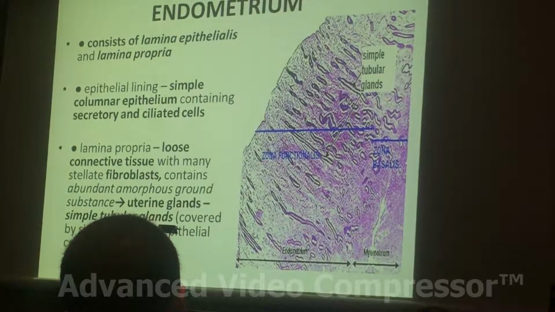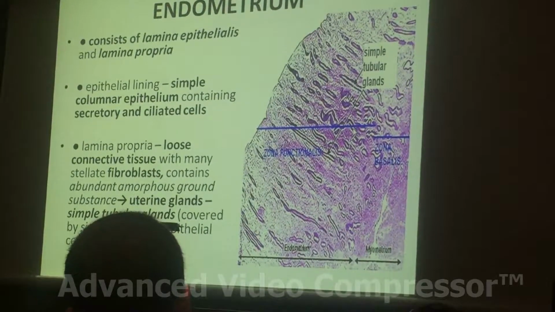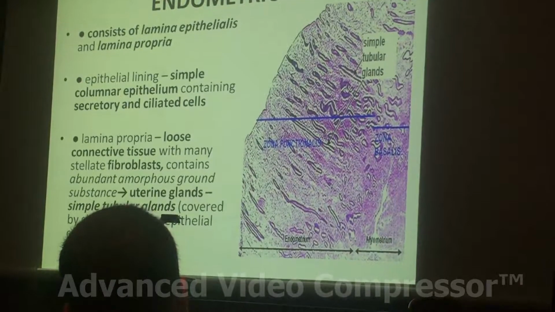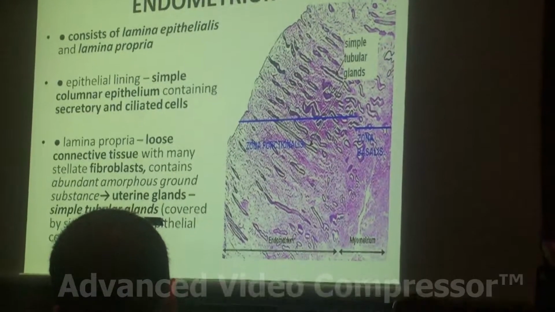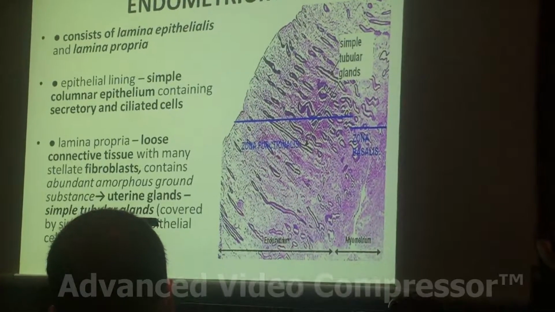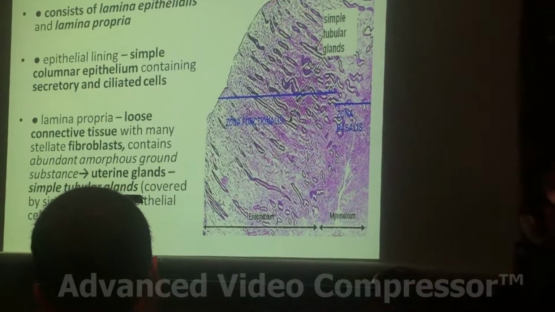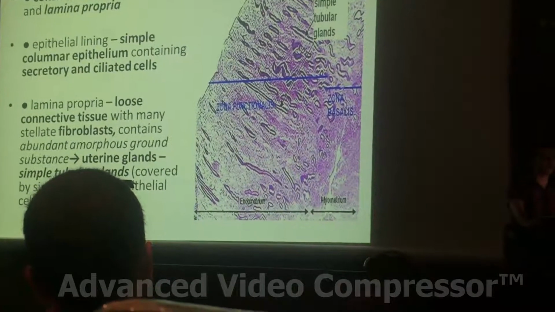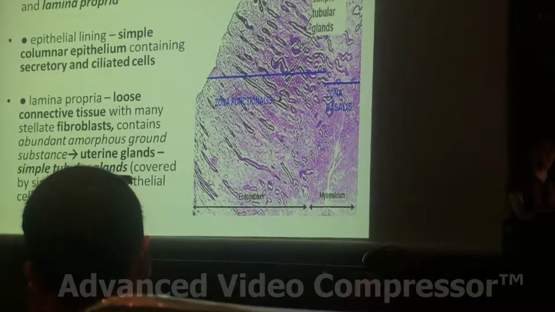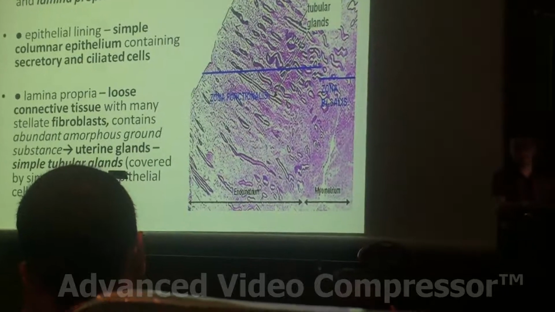We will term this the zona functionalis, the functional area, that changes during the menstrual cycle. That includes the surface epithelium, most of the glands, or most of the upper part of the lamina propria. And the lamina propria here is heavily vascularized and full of gland substance. The deep part of the endometrium is termed zona basalis.